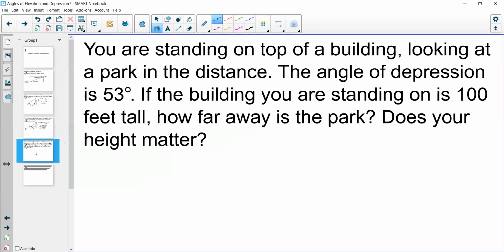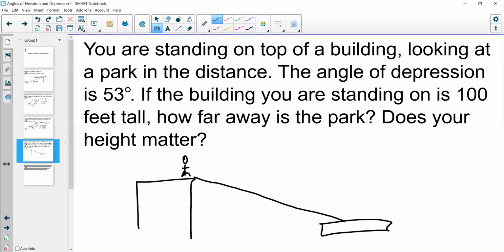So let's take a look at seeing exactly how much this makes an impact. So here we are, we're standing on top of a building, looking at a park in the distance. The angle of depression is 53 degrees. So let's draw our picture here. I'm standing on a building. Look at me go. And there's a park in the distance. The angle of depression is going to be 53 degrees.